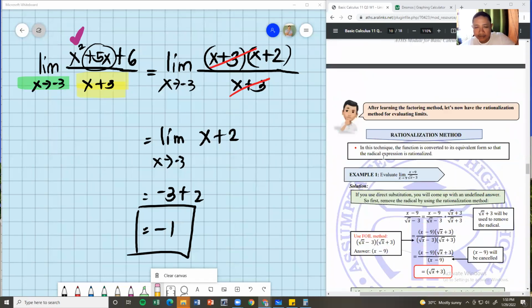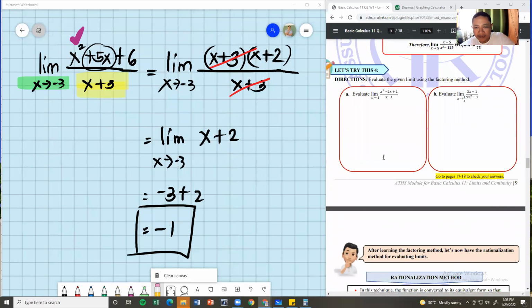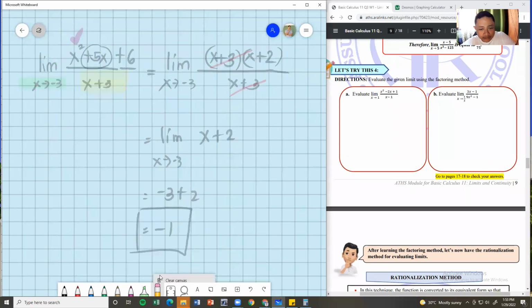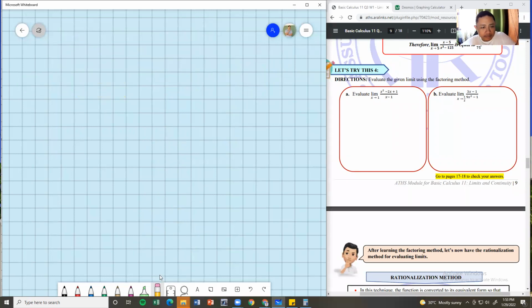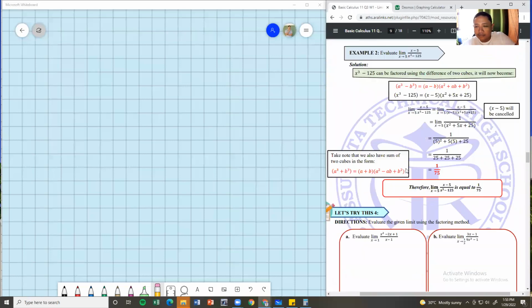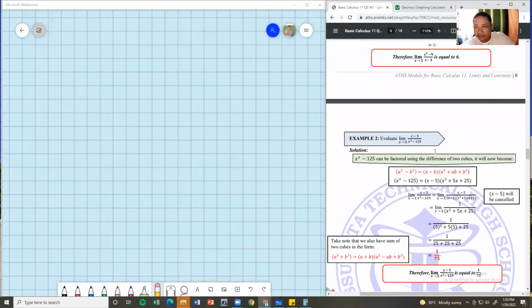Okay. Do you want another example for the factoring method, or is that okay already? We need to go back to our factoring skills. Another one, let's do this one.